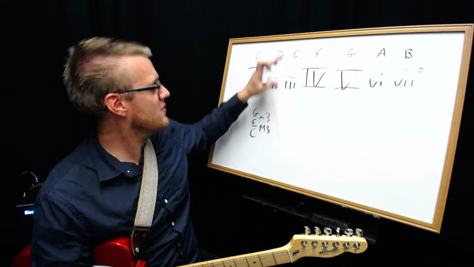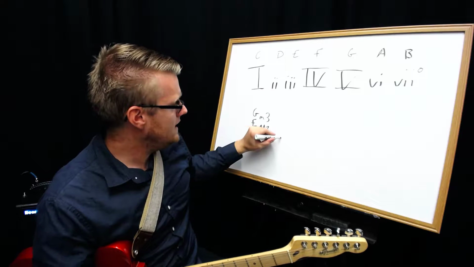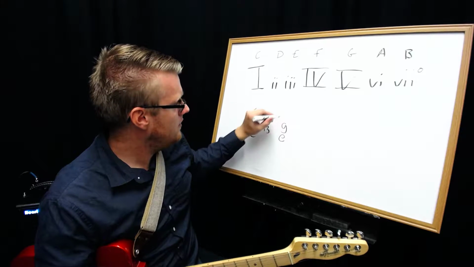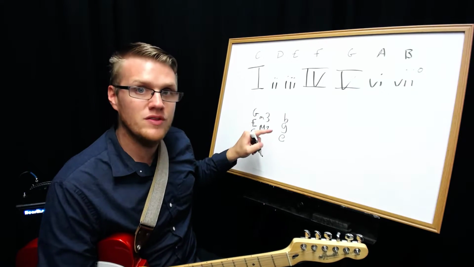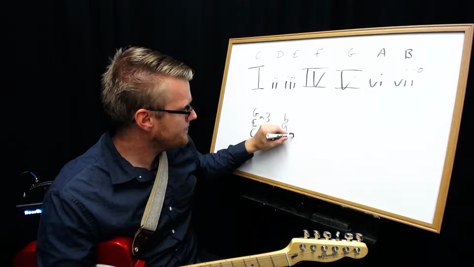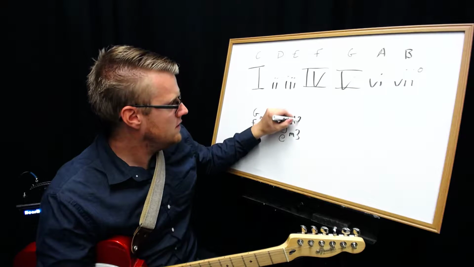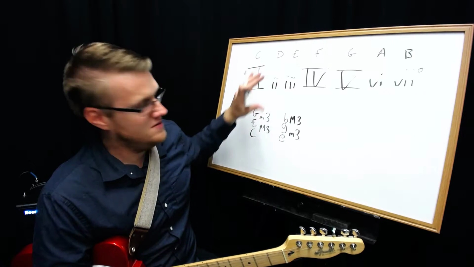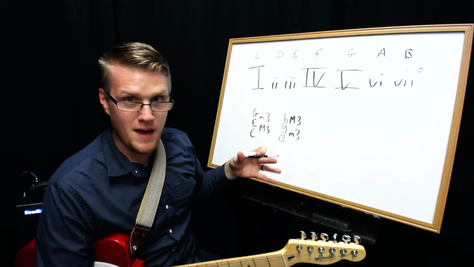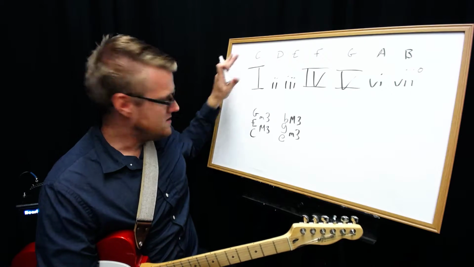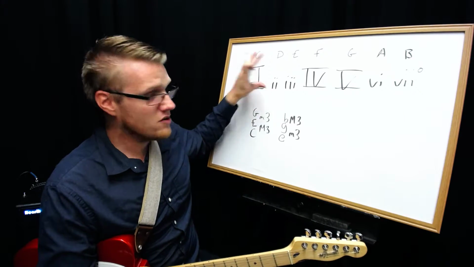Let's look at the 3 chord. So here's the 3 chord. It's E, G, B. The interval between the root and the third is a minor third. The interval between the third and the fifth is a major third. So this minor chord starts out with a minor third. You see the pattern here. The major chord starts out with a major third. The minor chord starts out with a minor third.